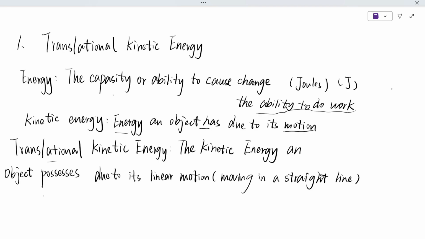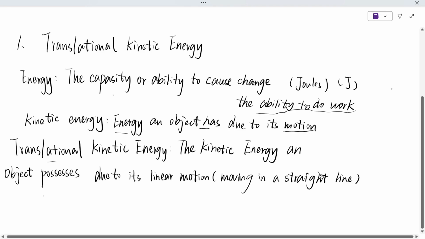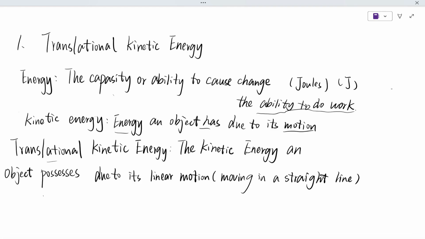Now we already know what is energy. What is kinetic energy? The kinetic energy is an energy the object has due to its motion. Basically, if an object has a velocity or an object is moving, it definitely has kinetic energy. Some real life examples are cars driving on a highway or a running person, etc.